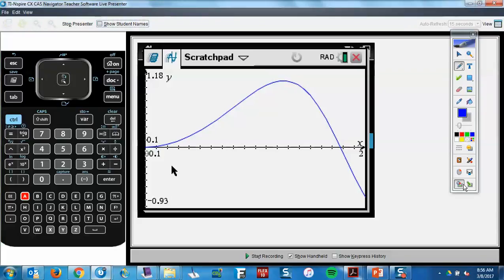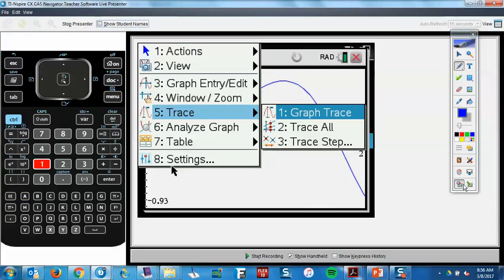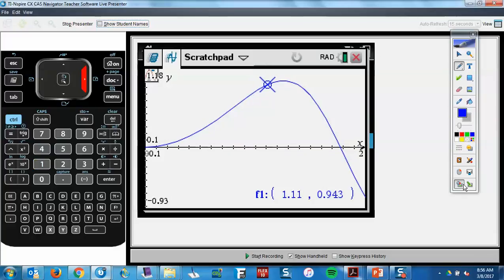So if we could find this point, and Max, I know you could, so why don't you do it real quick? Go to menu, trace, and let's trace until we get up to that max. There it is right there. What's that? 1.25, I think. 1.26.